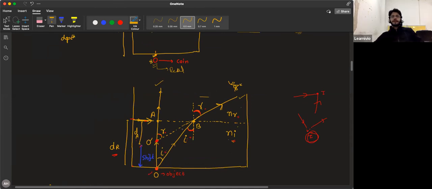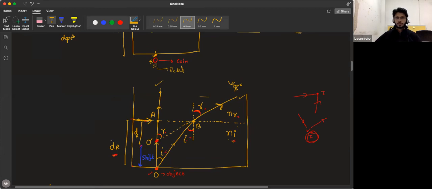See, while drawing this ray diagram, mark these angles very properly. This is r, this is r, this is a dotted line. The arrows are very important in ray optics. This A to O prime is the apparent depth. This A to O is the real depth. This O O prime is the shift.